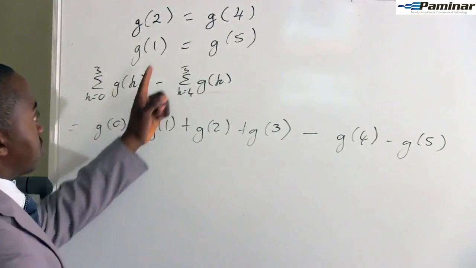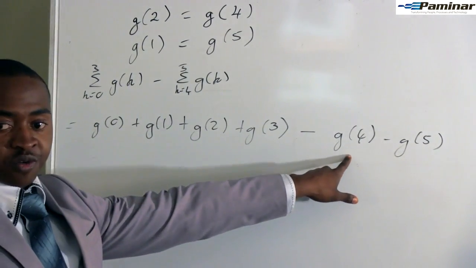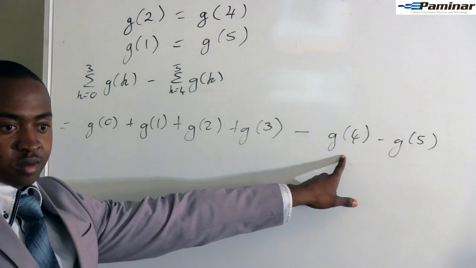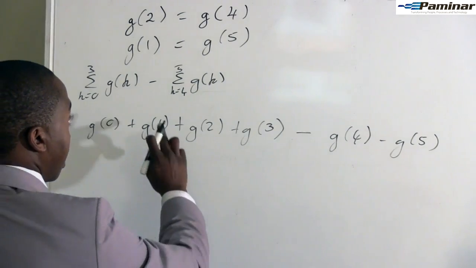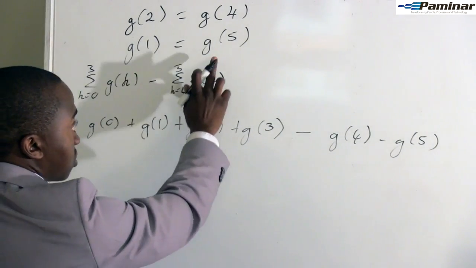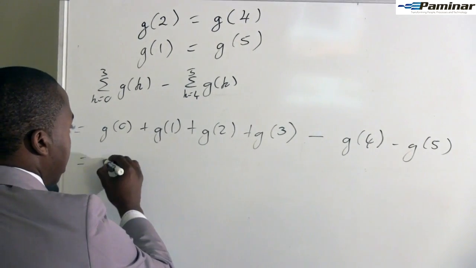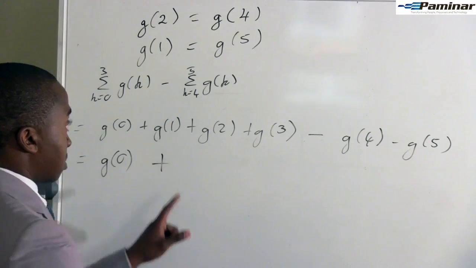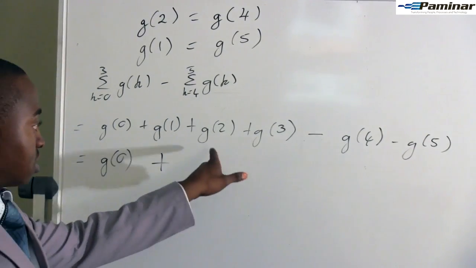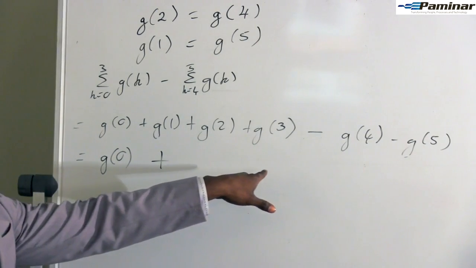But then we're saying g of 2 is equal to g of 4. So g of 2 minus g of 4 should cancel out, because they are the same point. Okay, and g of 1 should cancel with g of 5 because they are the same. So all in all, we'll be left with g of 0 plus, the g of 1 disappears, the g of 2 disappears, the g of 4 disappears, the g of 5 disappears.